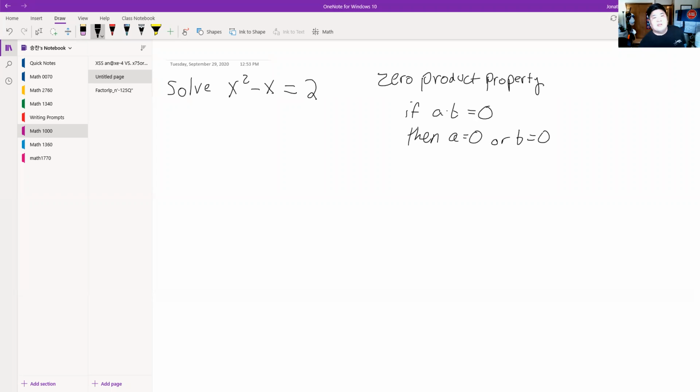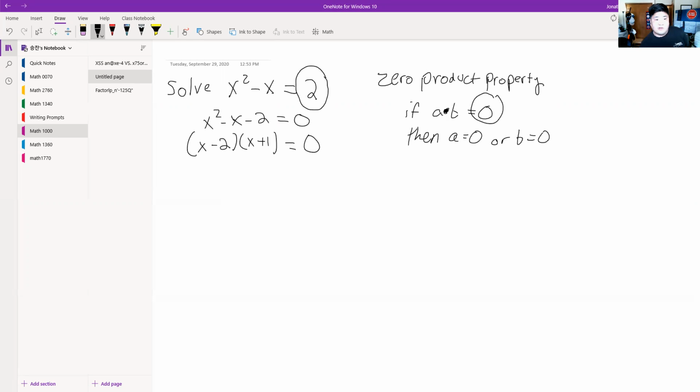So this is an equation that's not set equal to 0 yet. So I need to subtract the 2, and then I have to find the two factors that this x squared minus x minus 2 can be broken down into. So let's just factor this. x minus 2, x plus 1 equals 0.